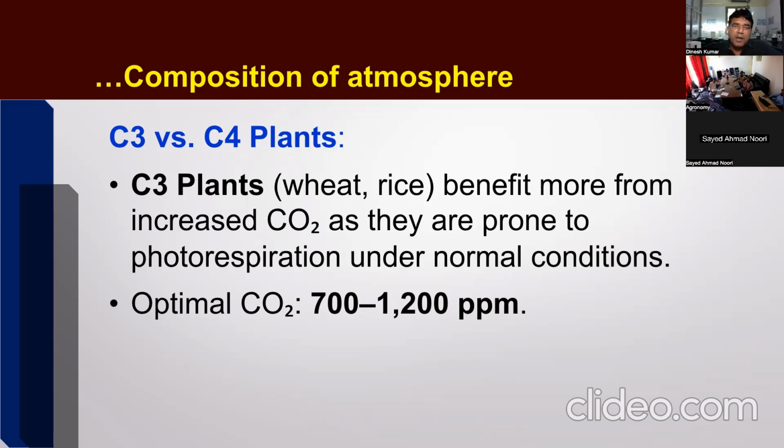So these C3 plants lose 50% of the photosynthate that has been manufactured by them. So plants lose carbohydrates by way of photorespiration. Therefore, C3 plants benefit more from the increased carbon dioxide concentration in the atmosphere. So you can see finally, overall, for higher CO2 assimilation or higher photosynthesis, you can have 700 to 1200 ppm of CO2 concentration.